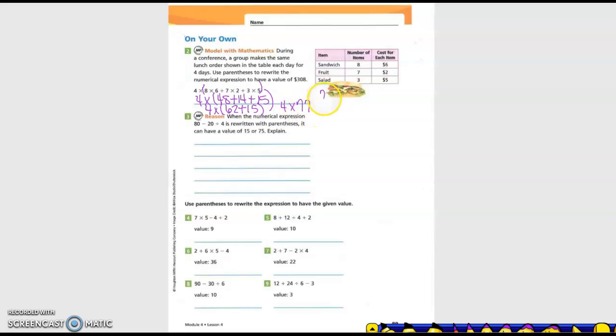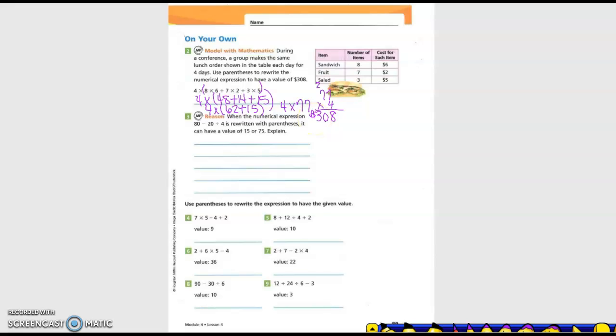Okay, so let's see if 77 times 4 equals 308. So 28, so put an 8, carry the 2. 4 times 7 is 28, plus 2 is 30. So does that match? Yep. So where we put our parentheses would work, correct?